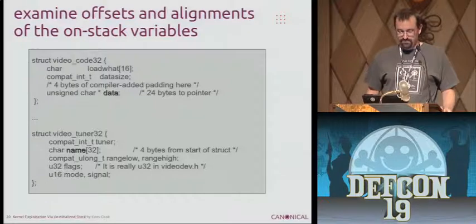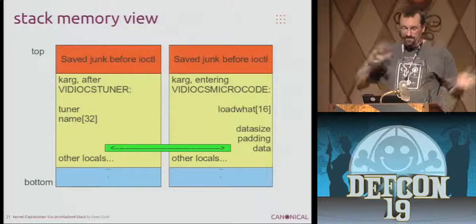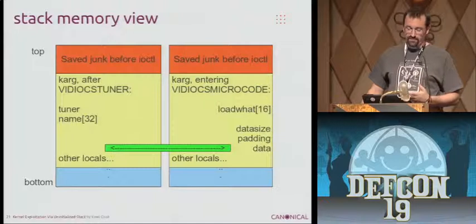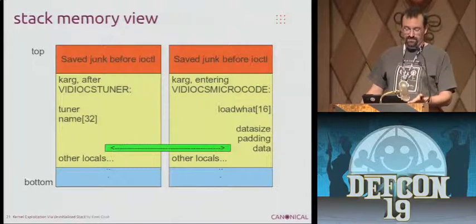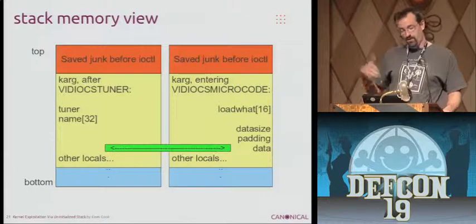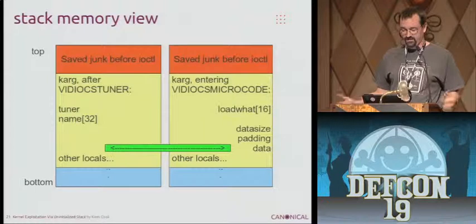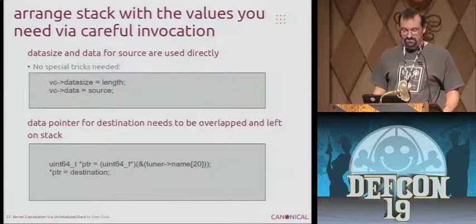So looking at it more graphically, there's all the crap before the I/O control on the stack. And then after we've returned from the tuner I/O control, what's left on the stack is whatever we had put in that structure. And then we can go and call the microcode function, and whatever was there will end up inside the data field. There are no special tricks for data size and for the length and source that we're doing. The only thing we need to do is calculate, and that's the C for just quickly calculating where we are offset inside the other structure.